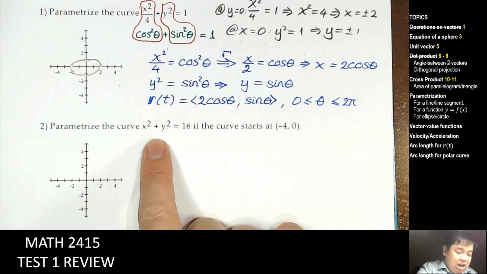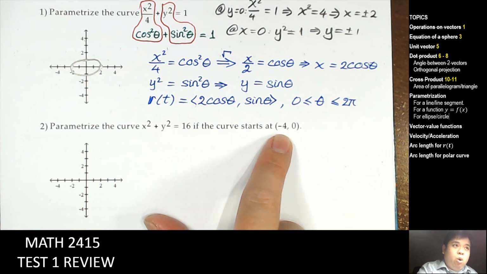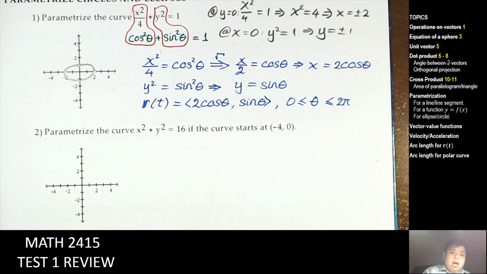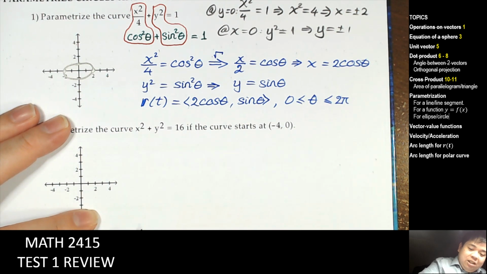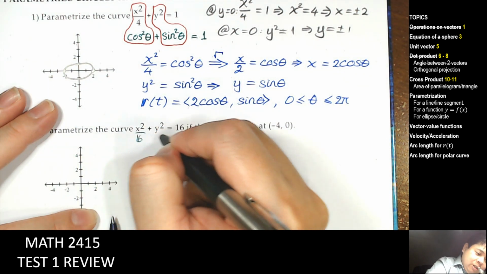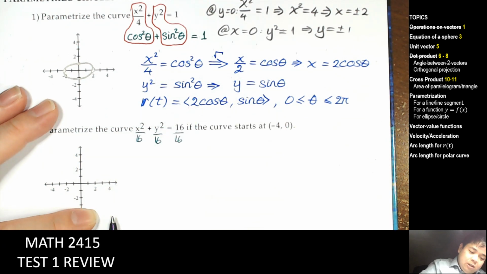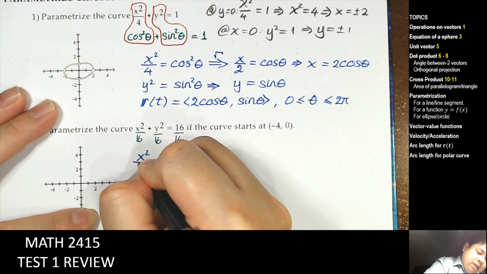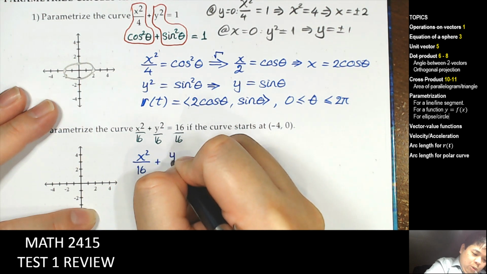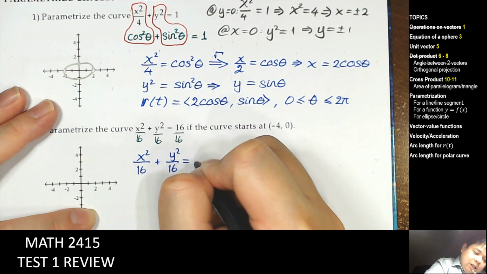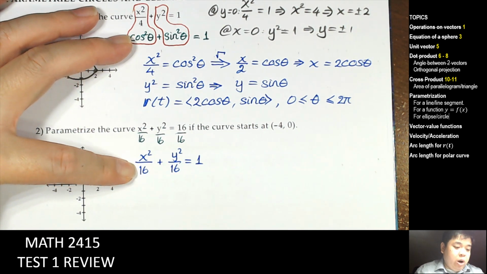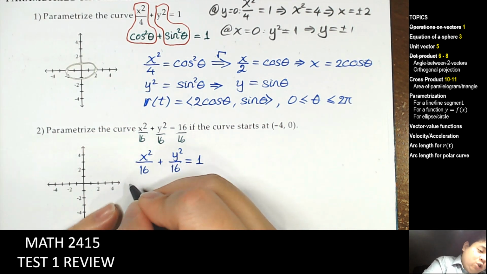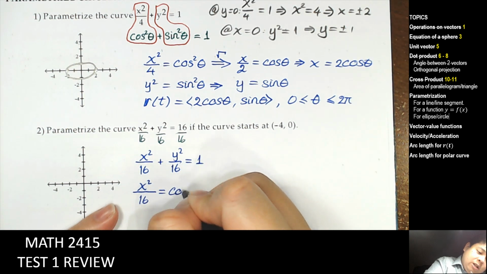We have a circle or ellipse that starts at the point -4 and 0. Right. So to do this, I try to get 1 on the right hand side, so I divide by 16 on both sides. So I have x squared over 16 plus y squared over 16 equal to 1. Again, this one has no restriction, so we're going to match one with cosine squared, one with sine squared. Naturally, we will match the x with the cosine.